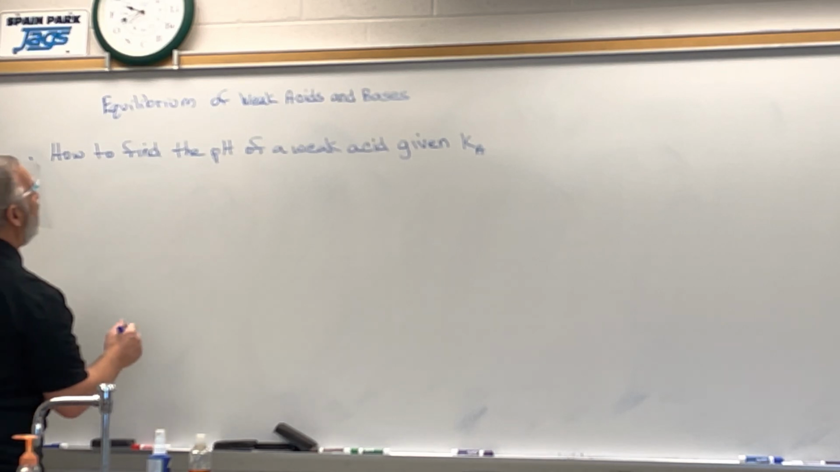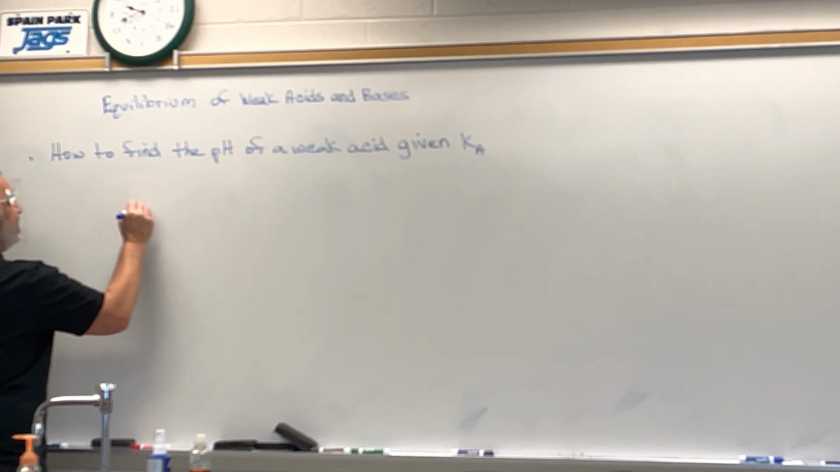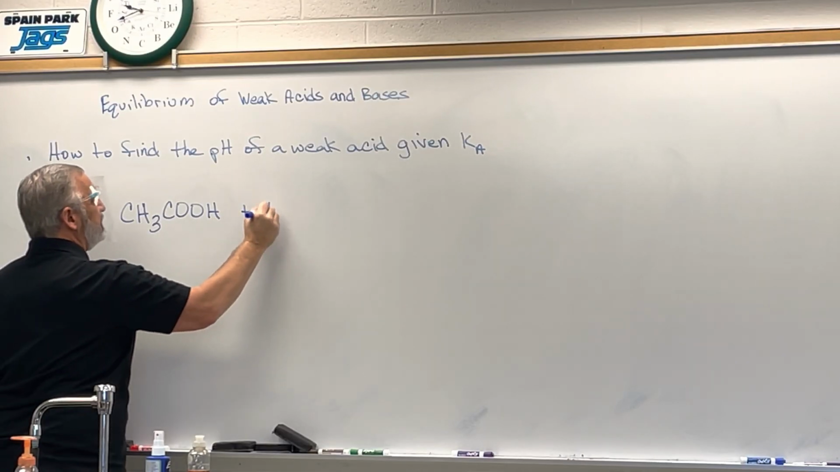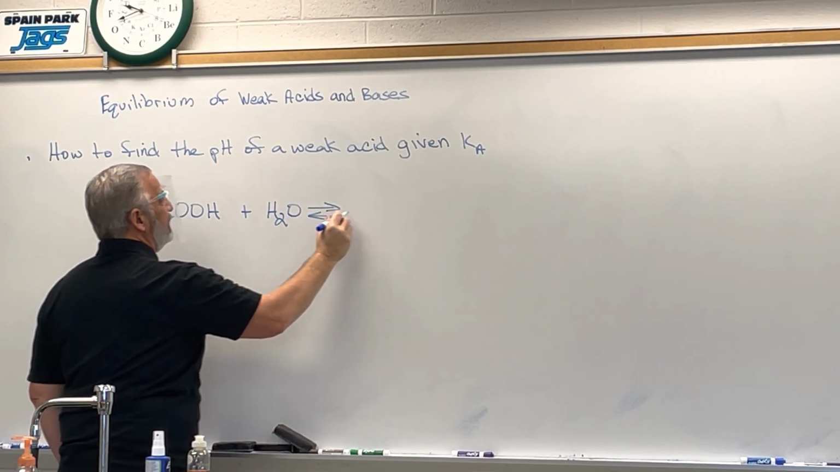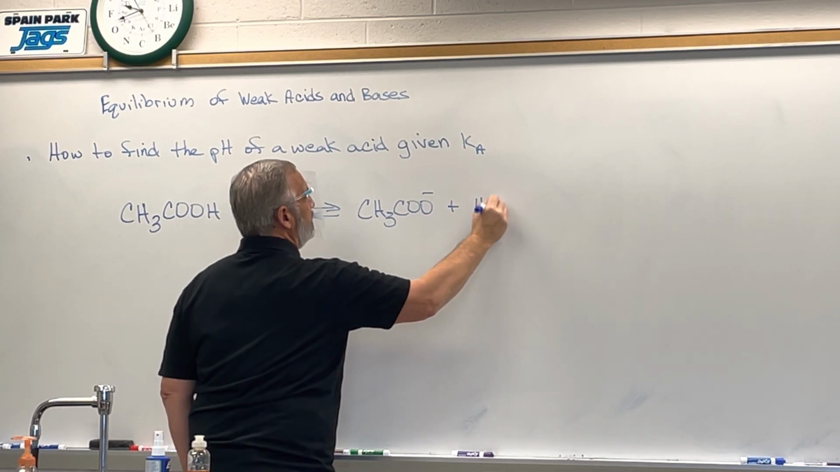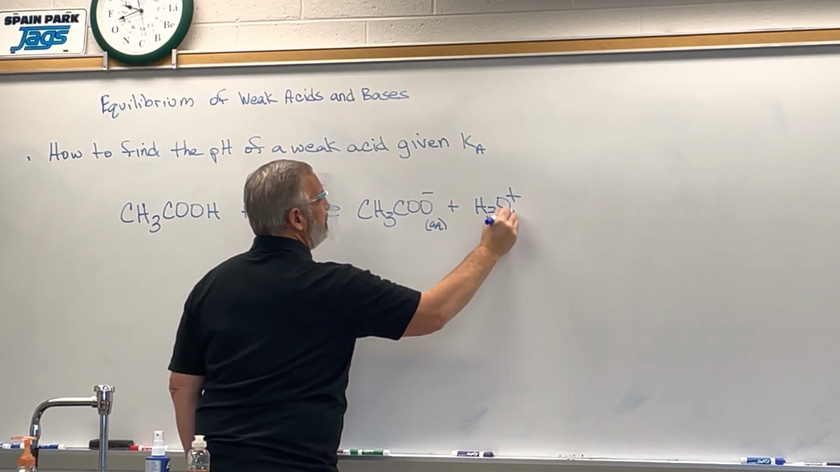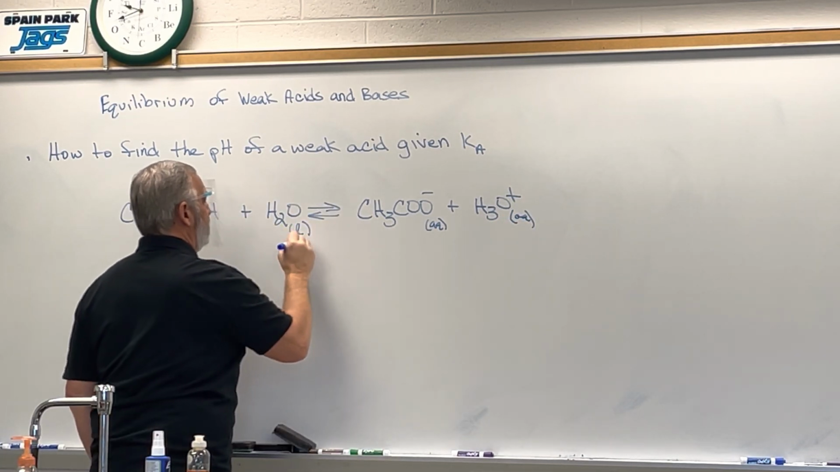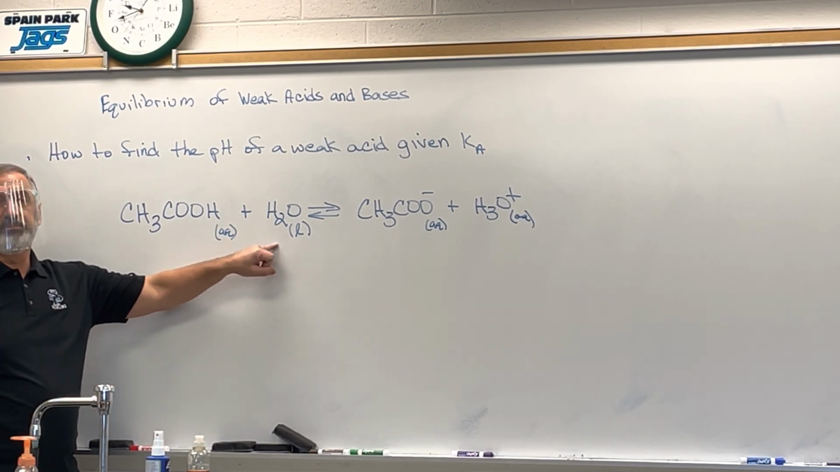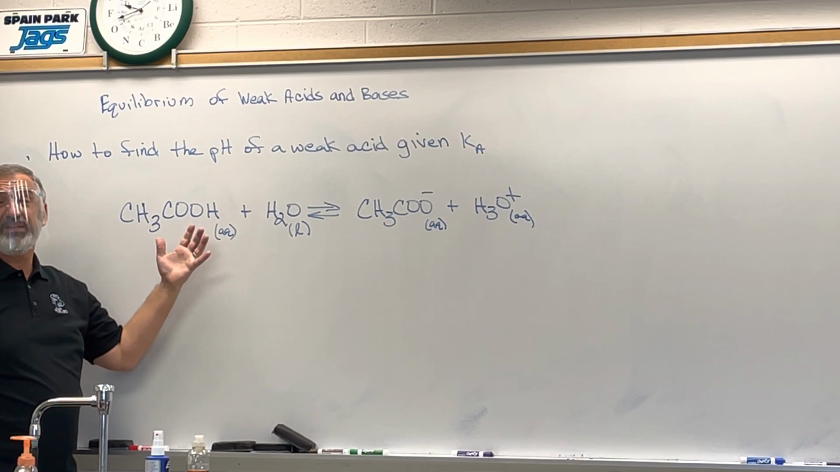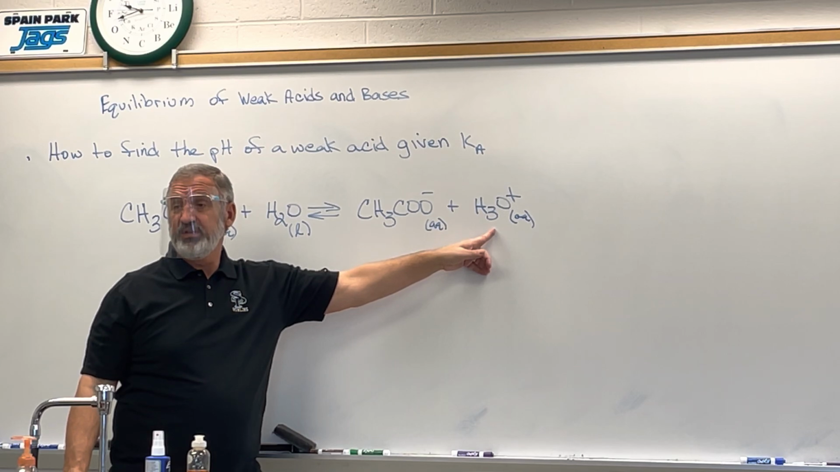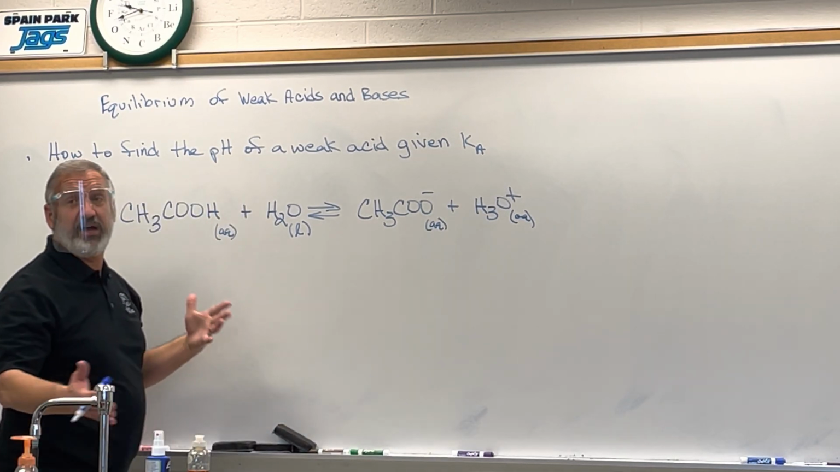First things first. The most common weak acid is acetic acid. Put that into water, and we're going to get CH3COO minus plus H3O plus. Now, notice that water is a liquid, so what does that mean in terms of the equilibrium? It's not there, so sometimes they'll write this without the water and just make this H plus rather than H3O plus. Six to one hand, half a dozen to the other. However you want to do it.